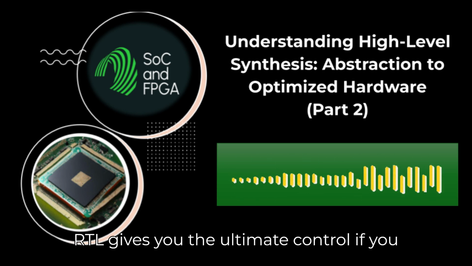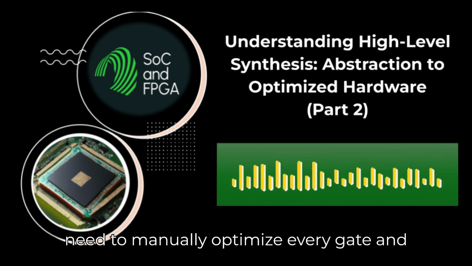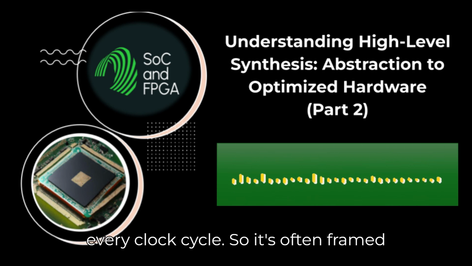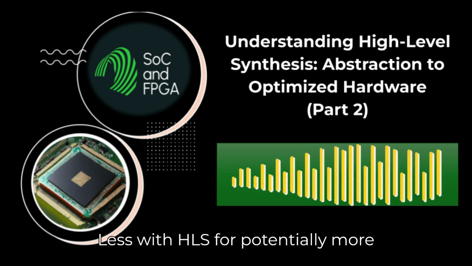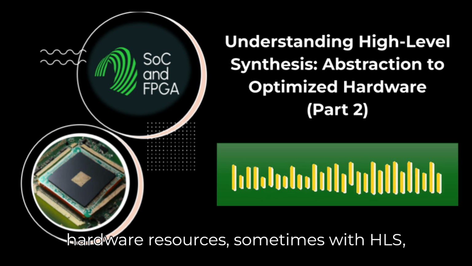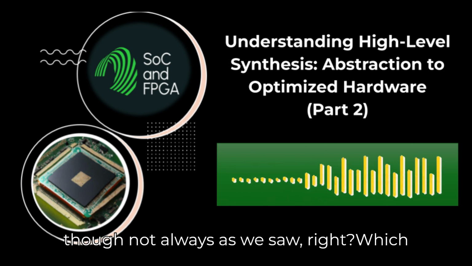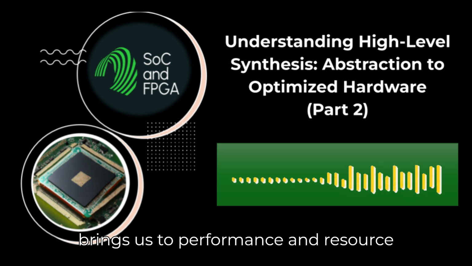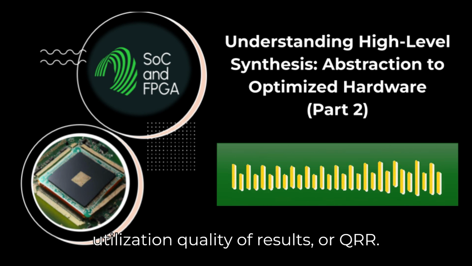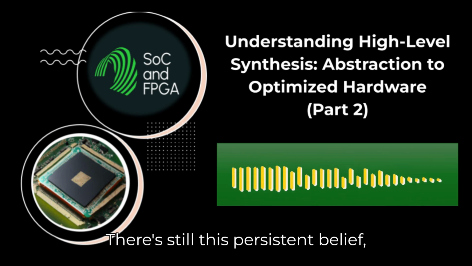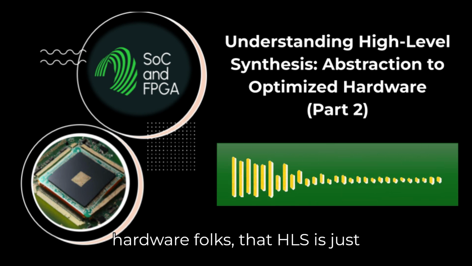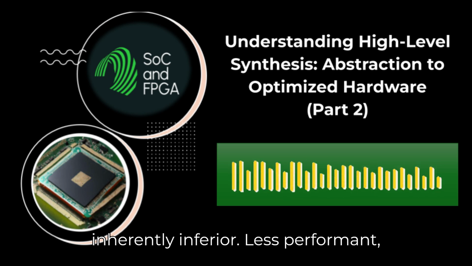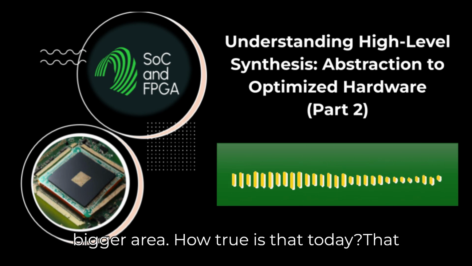Exactly. RTL gives you the ultimate control if you need to manually optimize every gate and every clock cycle. So it's often framed as trading engineering time, less with HLS, for potentially more hardware resources, sometimes with HLS, though not always, as we saw. Right. Which brings us to performance and resource utilization, quality of results, or QoR. There's still this persistent belief, especially maybe among old school hardware folks, that HLS is just inherently inferior, less performant, bigger area. How true is that today?